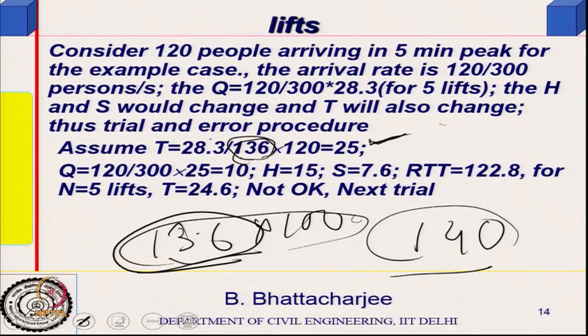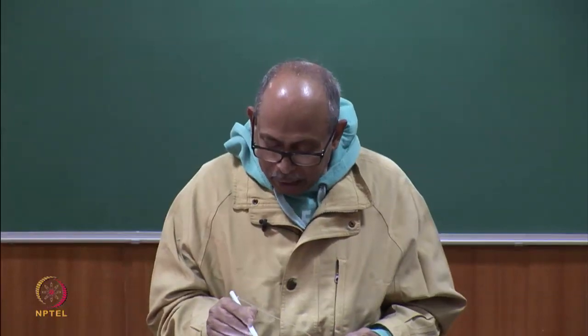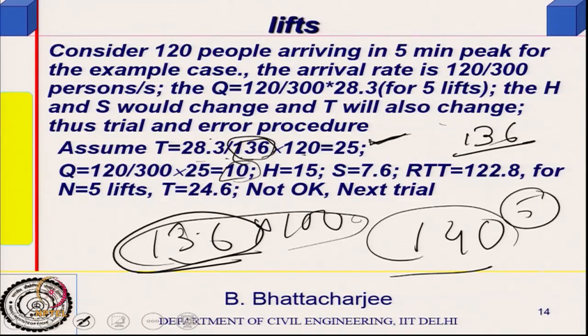So, Q would be 120 seconds divided by... 10 itself is good enough. That is what, if I take that round trip time, 13.6 people I was handling in 5 minutes. I should be handling 120 people in 5 minutes, right. That means in each trip I can take fewer people, and if I take fewer people in each trip, it will have fewer stops, so the waiting interval will also reduce.